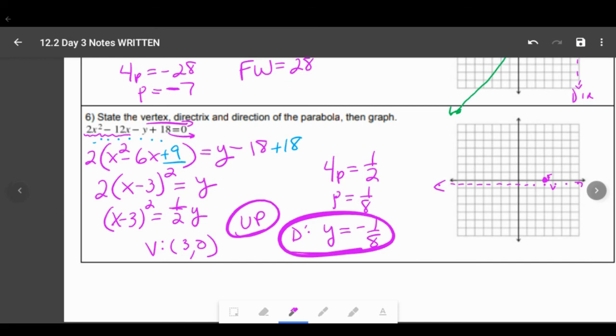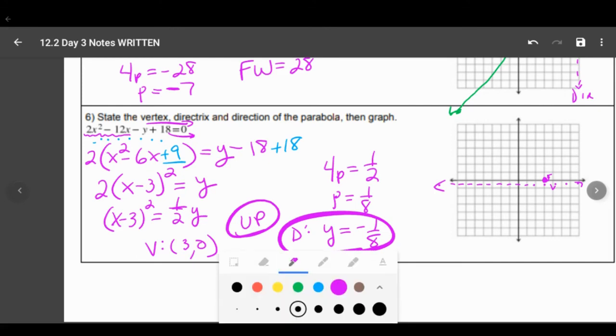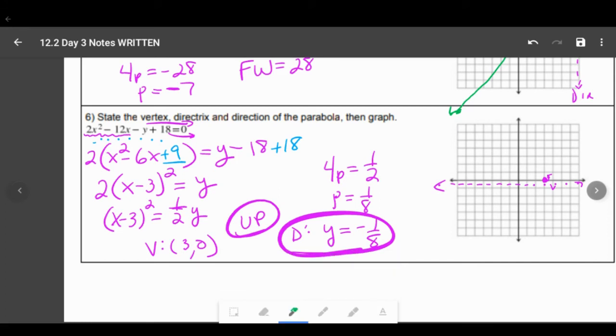Okay, so now if I do my focal width, focal width is 1/2. I'm going to go 1/4 on each side. So I'm going to go right there. Right there. We'll get rid of this one right here. It's going to get a little messy in here.